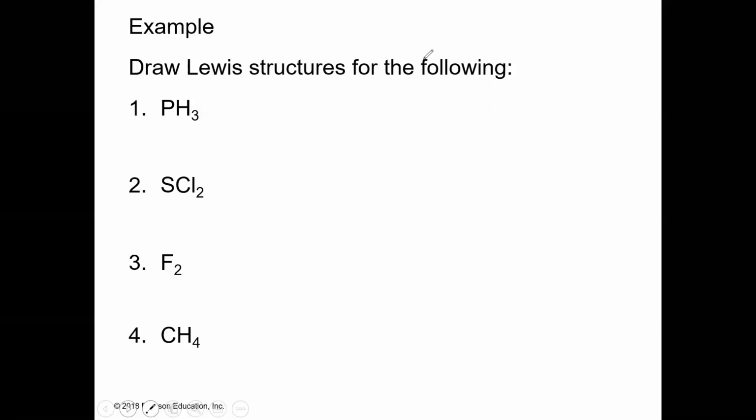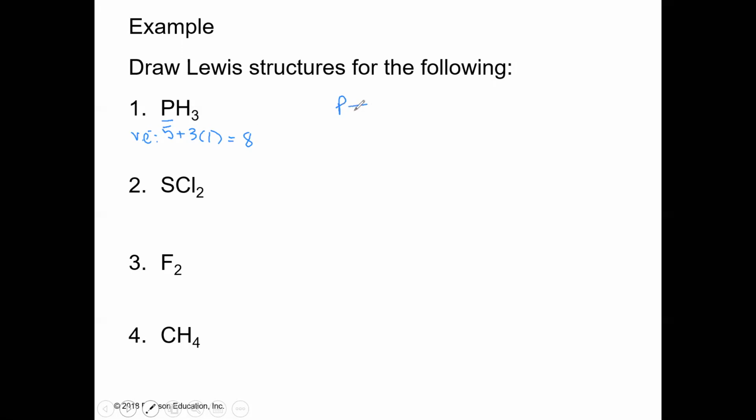So for PH3, we see that phosphorus has 5 valence electrons, and each of our hydrogens has 1 valence electron. So we have a total of 8 valence electrons. Phosphorus has to be our central atom because hydrogen cannot be a central atom, because hydrogen can only have up to a duet of electrons.